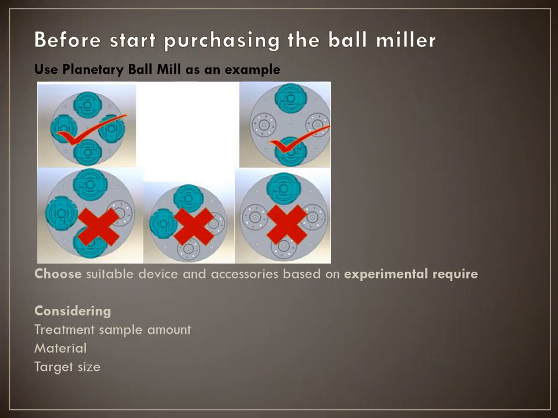To choose the suitable accessories, first you need to consider how big your ball miller is, what materials your ball miller will be applied to, and what the final product size is. By solving these three problems, you will be clear about what types of accessories you will use for your new planetary ball miller.